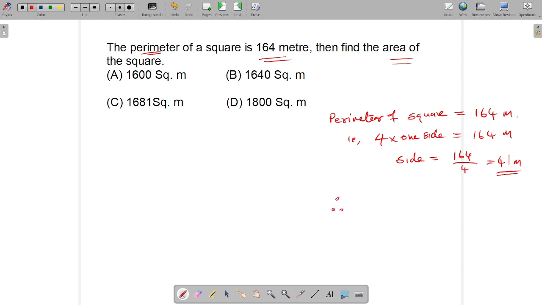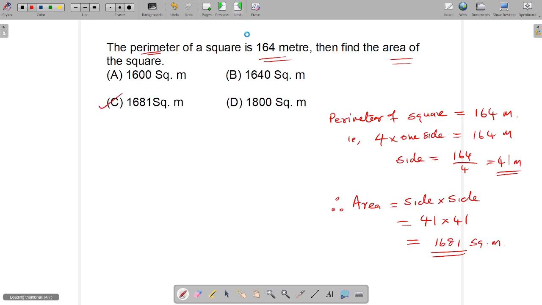Now, what about area? Area of square is side into side. And that's equal to 41 into 41, which is equal to 1681 square meter. So the answer is C. Let us discuss another question.